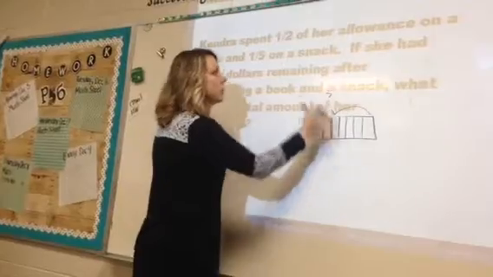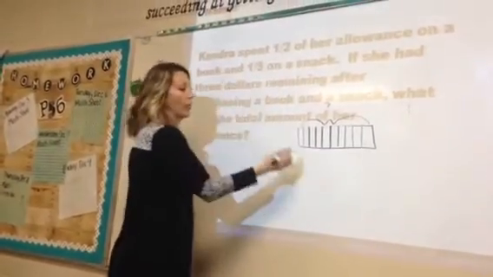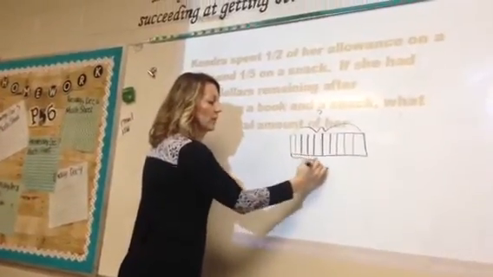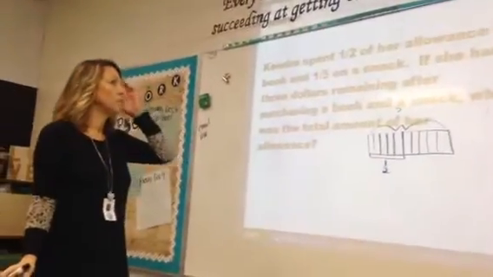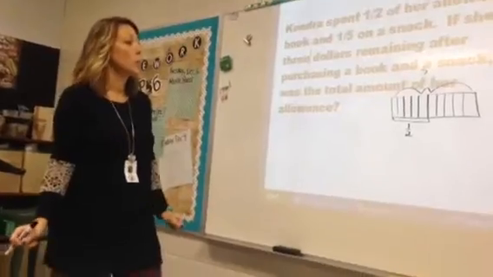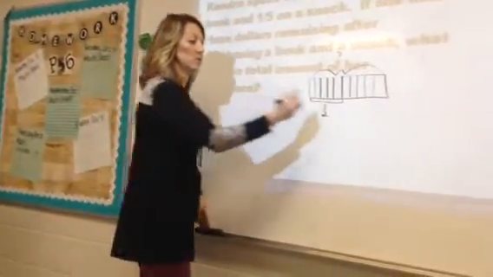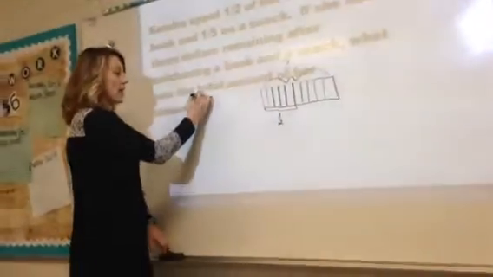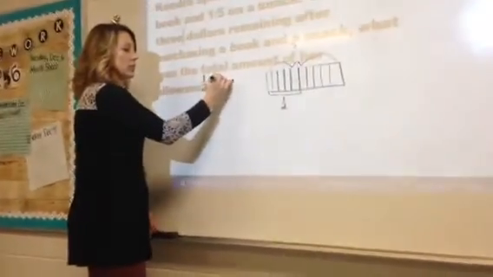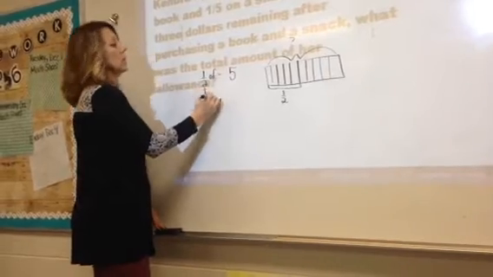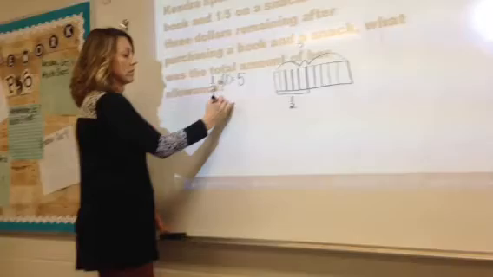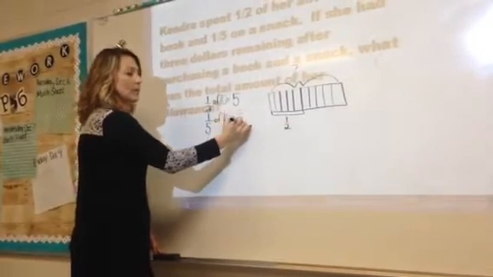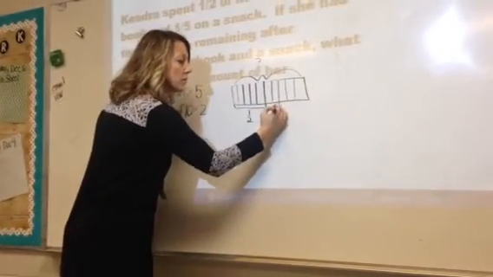Okay, so half of it was on a book. So from here to here is half of her money on a book, and then 1/5 on a snack. So 1/5 of 10 is 2 sections, right? Do y'all agree? Do y'all understand where I got that? 1/2 of my 10 sections is 5 sections. And 1/5 of the 10 sections I just drew is going to be 2 little sections. So this was her snack.